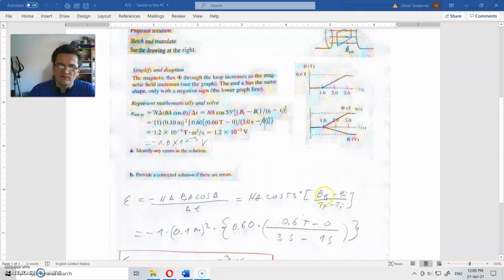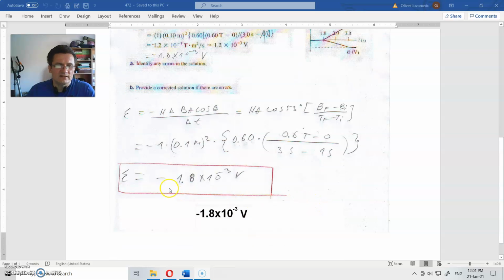So as you can see here, the final magnetic field was 0.6 Teslas, and that was in the 3rd second. But the magnetic field was 0 Teslas when the time was 1 second. So in the span of 2 seconds, the field changed from 0 to 0.6 Teslas. And that's all there is to it. There's nothing more here. And that is minus 1.8 times 10 to the minus 3 volts. And this is the induced electromotive force.